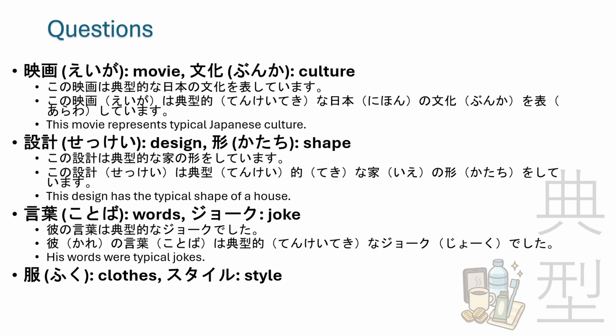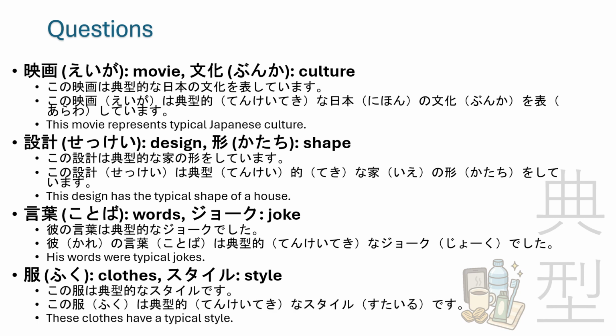Can you talk about clothes, 服, that have a typical 典型 style? Think about fashion trends and their representation. この服は典型的なスタイルです. These clothes have a typical style.